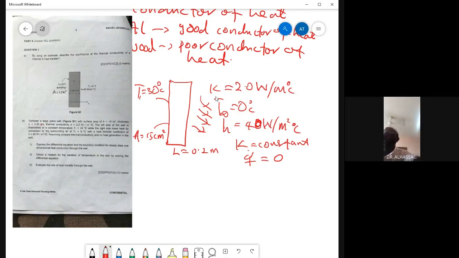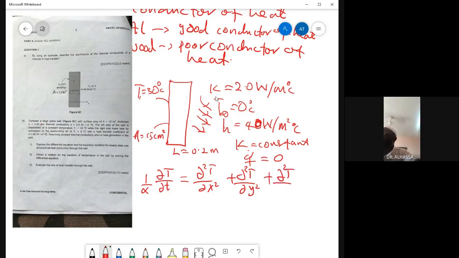We have already known that heat conduction through a plane wall is normally governed by 1 over alpha times dT over dt, which equals the second derivative of T over x square, plus the second derivative of T over y square, plus the second derivative of T over z square, plus Q, which is heat generation. You should write down this equation. It should be given to you.